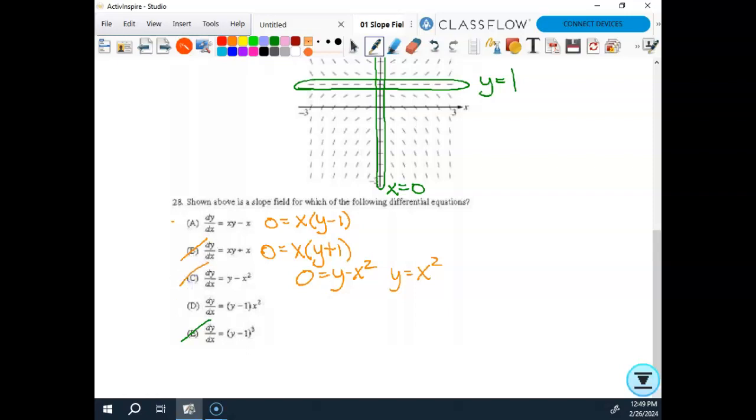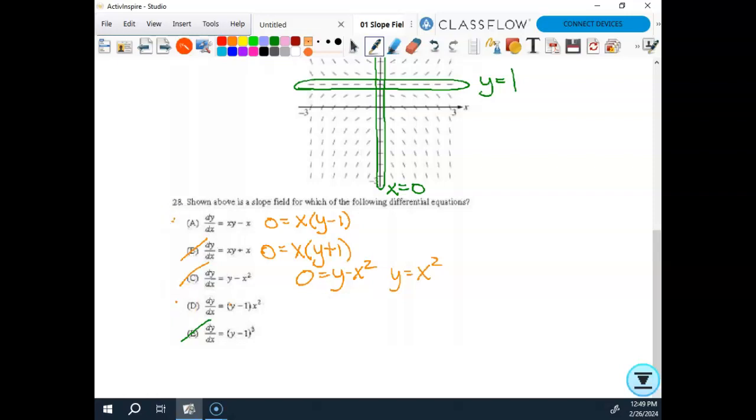And then y minus 1, would that give me 0? 1 minus 1 gives me 0 for the whole thing? Yes. If x is 0, does it give me 0 for the whole thing? Yes. So then these two are still both in the running, right?